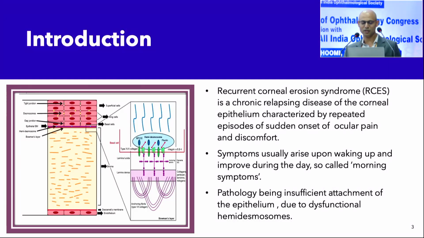The pathology basically is that the hemidesmosomal attachments between the epithelial cells and the epithelial basement membrane get damaged, and even when the new epithelium forms, these attachments don't form properly, and that's why this epithelium tends to keep getting ripped off again and again, causing recurrent symptoms.